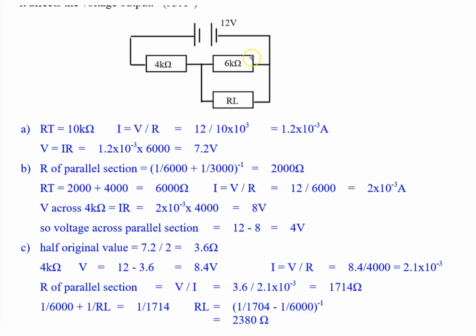And then I know the resistance of a parallel section is 1 over R1 plus 1 over R2 is equal to 1 over RT. So 1 over 6000 plus 1 over the unknown RL is equal to 1 over the total, 1714. So I can rearrange this to make RL the subject. So take 1 over 6000 to the other side, subtract it, and then we want to find RL, so it's going to be 1 over 1714 minus 1 over 6000. Invert your answer. It's going to be 2380.